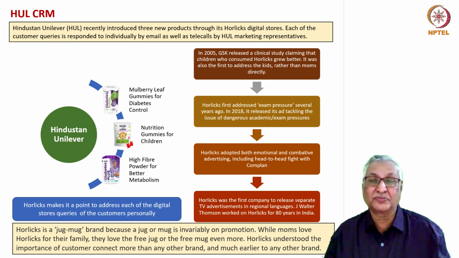Hindustan Unilever has three types of products: mulberry leaf gummies for diabetes control, nutrition gummies for children, high fiber powder for better metabolism. In 2005, GSK released a clinical study claiming that children who consumed Horlicks grew better. It was also the first to address the kids rather than moms directly. We should remember that Horlicks is the original brand of GSK. Horlicks also was the first company which addressed exam pressure several years ago. In 2018, it released its ad tackling the issue of dangerous academic exam pressures.